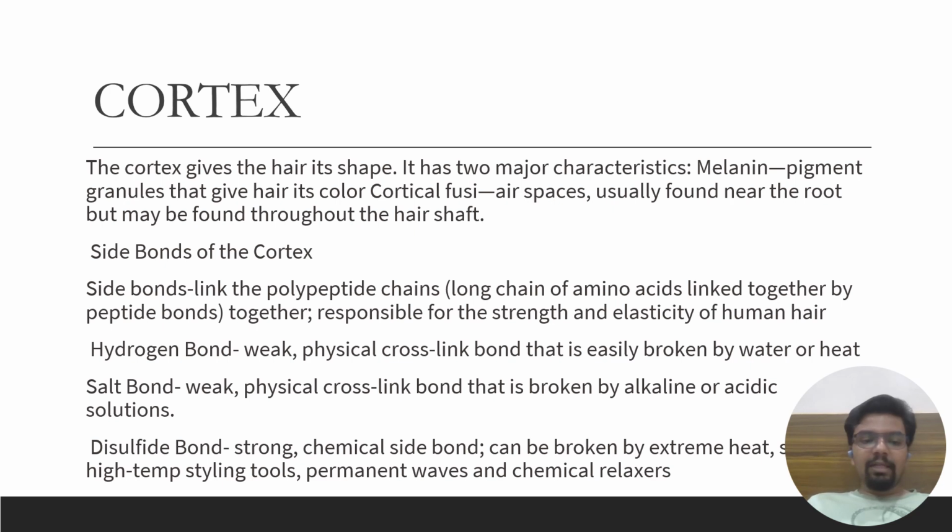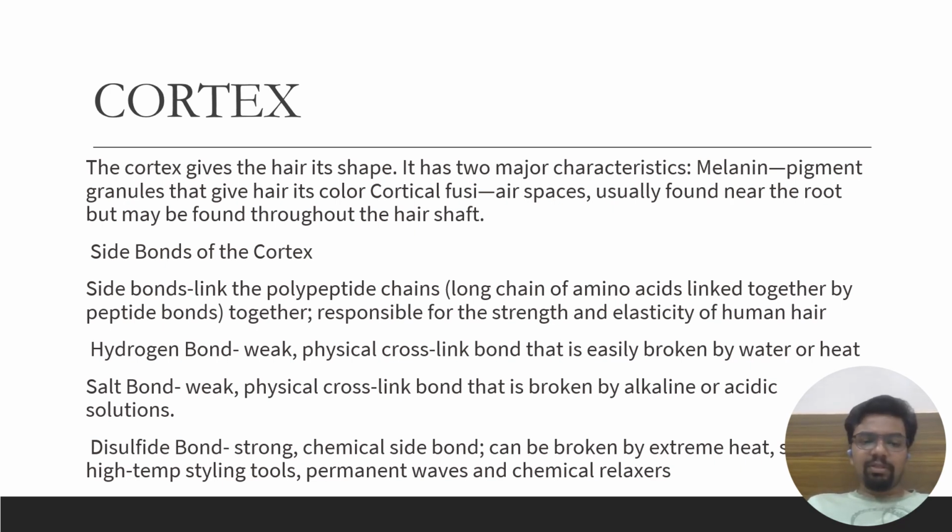So basically the cortex gives the hair its shape. It has two major characteristics. First is melanin, the pigment granules that give hair its natural color, and another is cortical foci, which we have talked about in previous slides, which is basically an air space usually found near the root and maybe found throughout the hair shaft also.